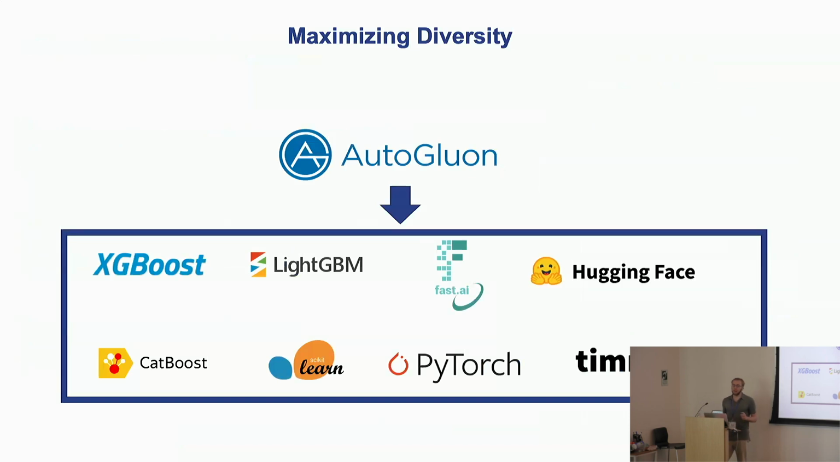So how does it work? At a high level, we want to maximize diversity of strong models and basically synergize them through ensembling. So we have all of the best gradient boosting models like XGBoost, LightGBM, CatBoost. We have a bunch of neural network models from Torch and FastAI, etc. We use things from scikit-learn like random forest, extra trees.